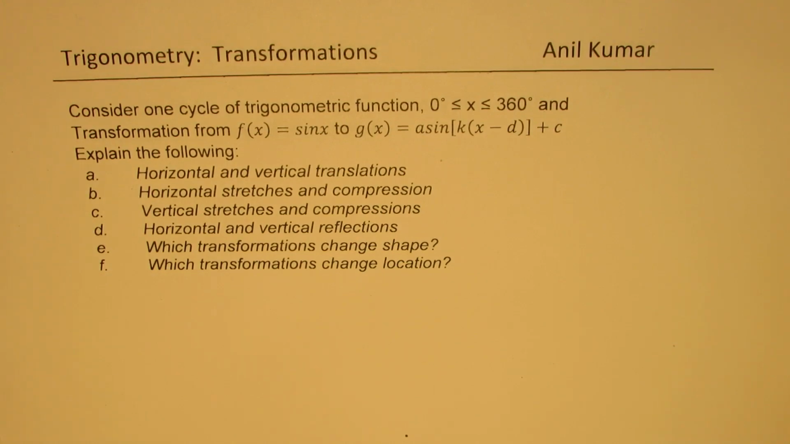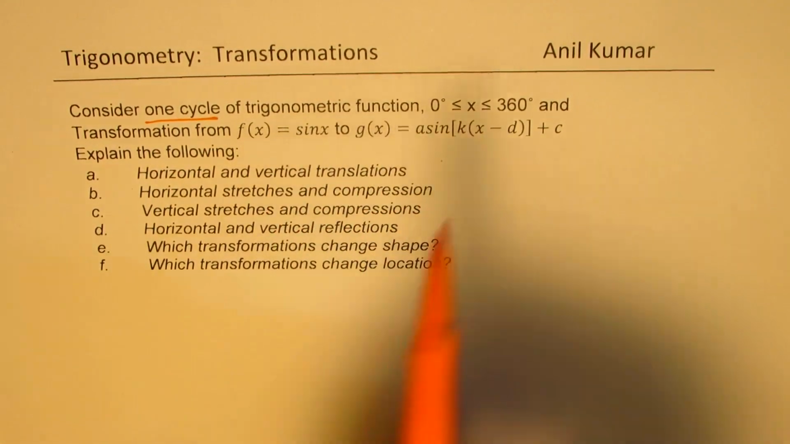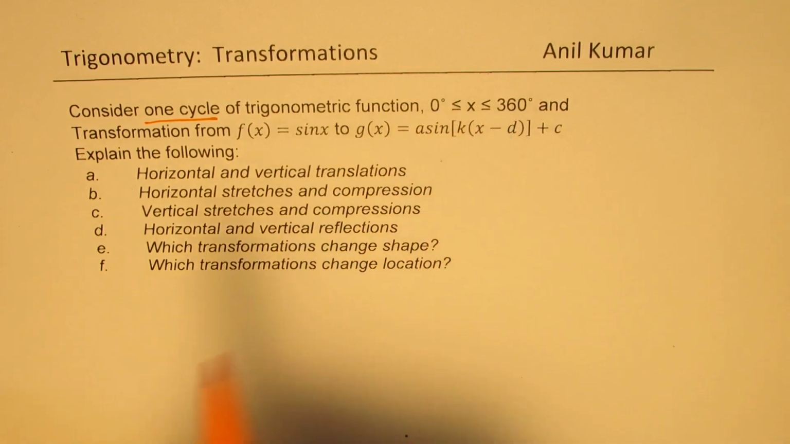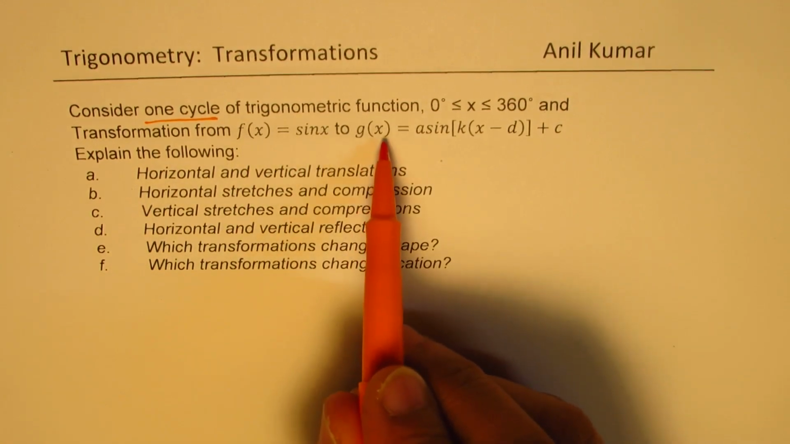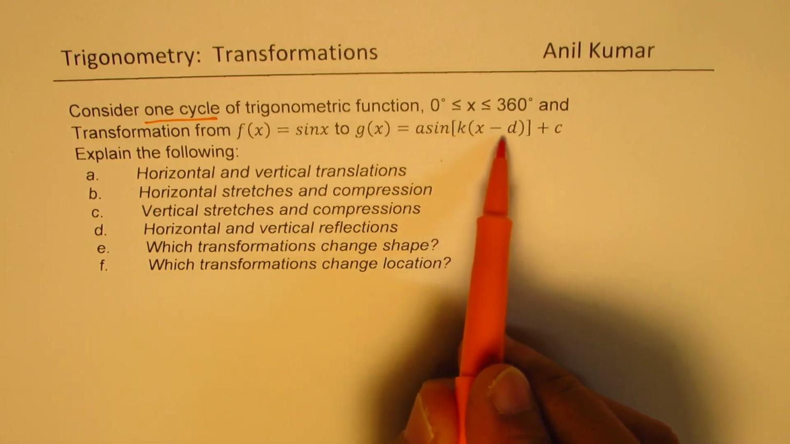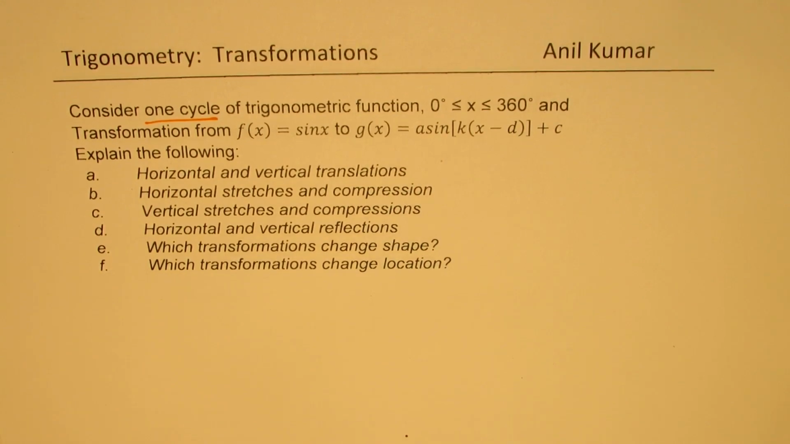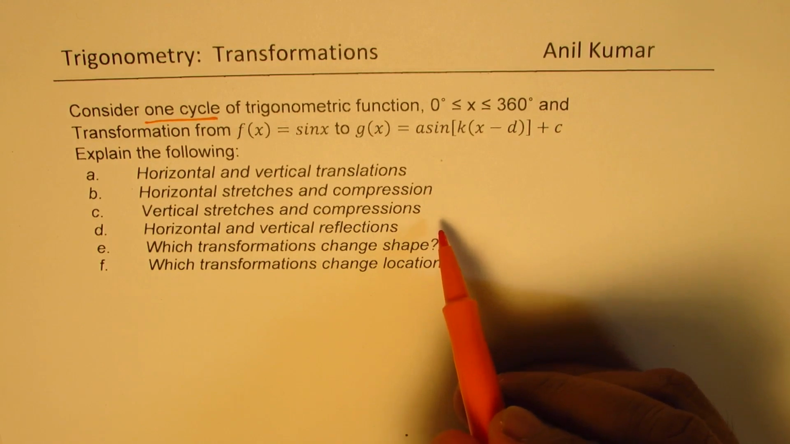Now, to begin with, we'll consider just one cycle of a trigonometric function. That means the x value will vary from 0 to 360 degrees. And we'll also consider the parent function as sin x and the transformed function as a sin k(x minus d) plus c. So these parameters a, k, d and c may cause vertical and horizontal translations, compressions, stretches and reflections. When what happens is what we'll see.